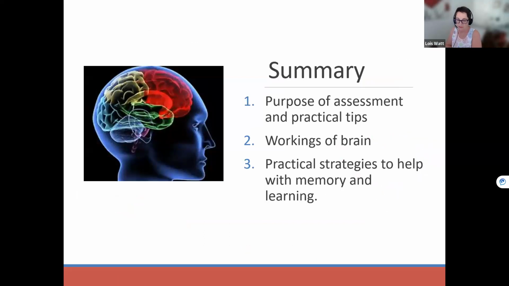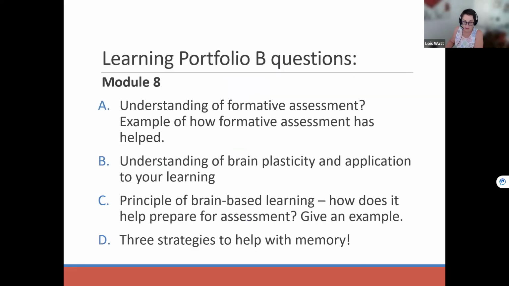So the summary, what we've learned today is we've looked at assessment and practical tips. We've looked at how the brain works, and we've looked at some practical strategies to help with memory and learning. Now we have Learning Portfolio B, in Module 8, and the questions are related to understanding of formative assessment, an example of how formative assessment has helped.